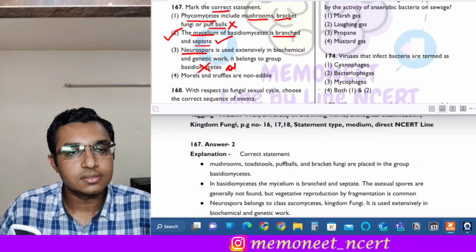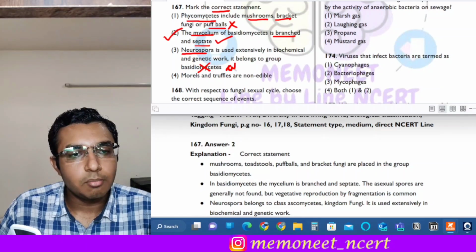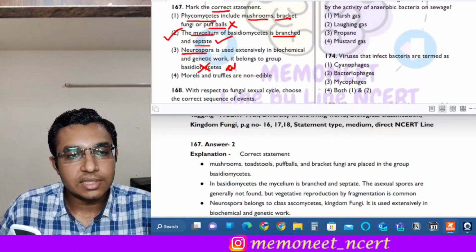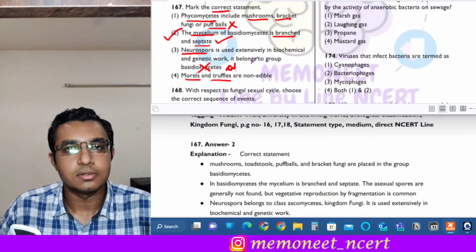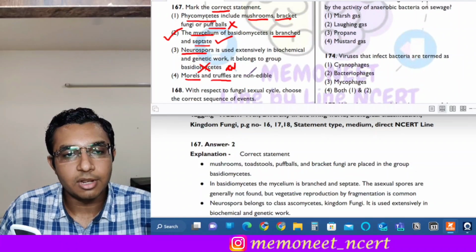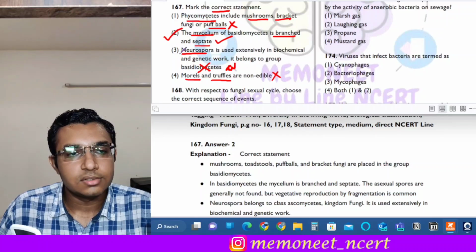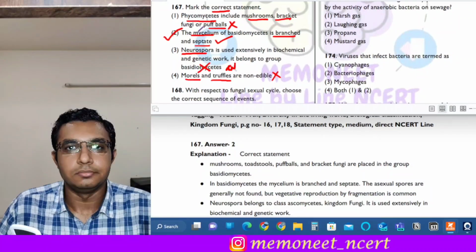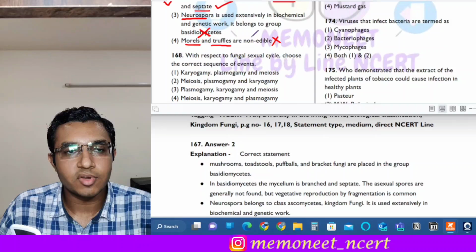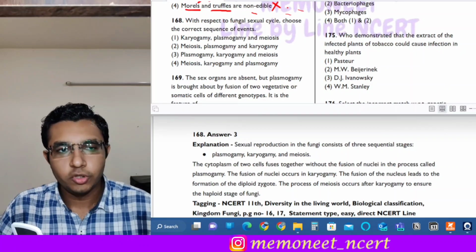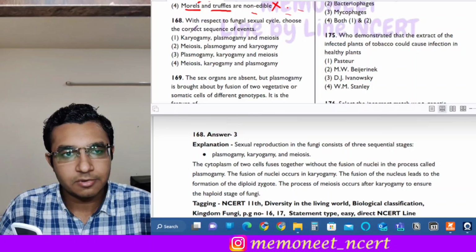The next statement is morels and truffles are non-edible. Now see, we have seen that morels and truffles are edible delicacies. Okay, these are edible, so they are not non-edible. So this statement is incorrect. Okay, so the correct answer will be option 2. I hope you got this question. Moving on to the next question, that is question number 168.